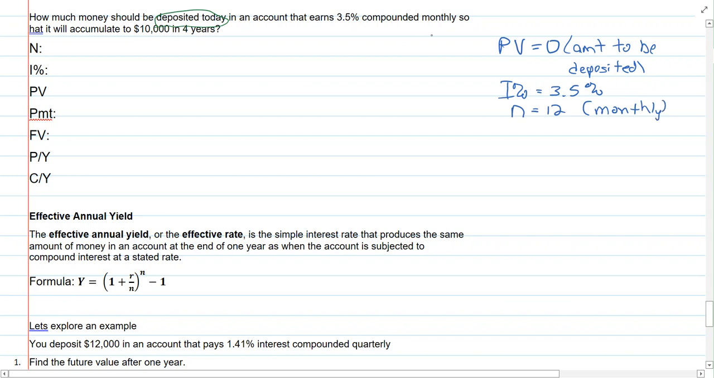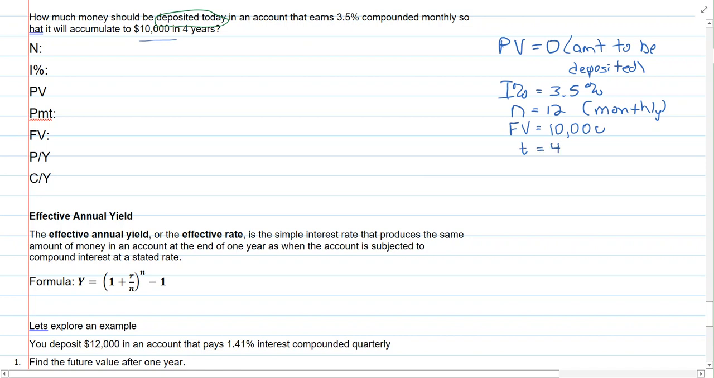And let's see what else it says. Compounded monthly, so that, a typo from your instructor, it will accumulate 10,000. So our future value is 10,000 in 4 years. Our T is 4.